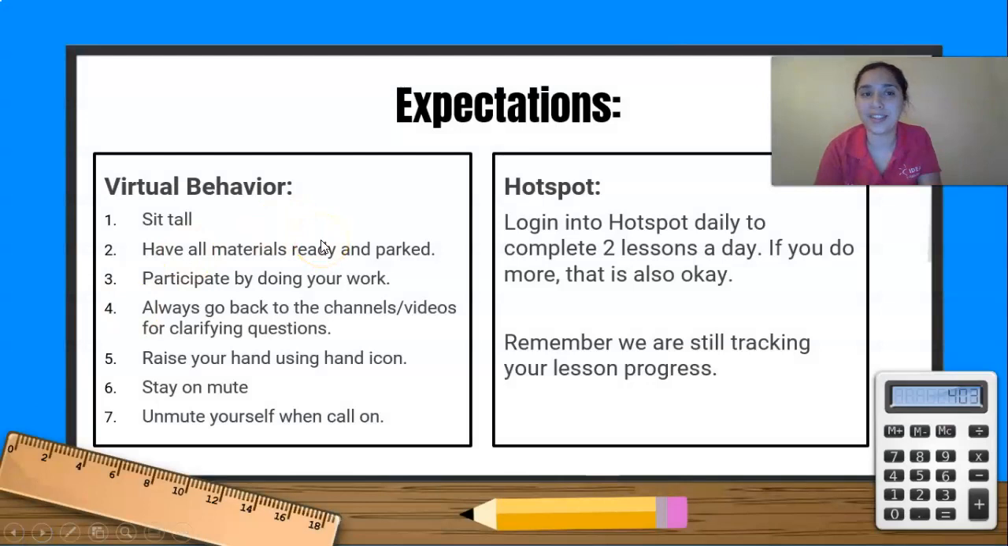Let's go over your daily expectations. Make sure you're always sitting tall. You have your materials ready and you actively participate by doing your work. You always ask myself and Mrs. Allen if you have any questions. You raise your hand using the hand icon. Stay on mute, which you've been doing a good job. You unmute yourself when you're called on, boys and girls. Today, we track hotspot. Are you on track? Make sure you're doing your inbox because that always helps you in math class.